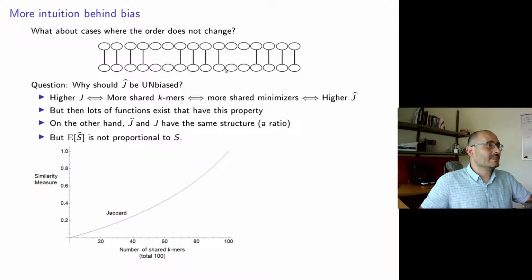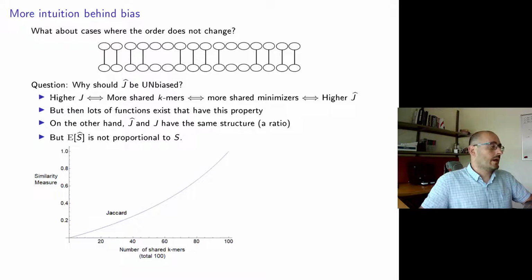However, this doesn't really explain everything, because what we'll find is that even in a situation like this, when the order of the shared k-mers does not change, we still have a bias. So for this intuition, I would ask the opposite question. Why should the estimator be unbiased? It's true, there was some intuition about how it's similar to the min-hash estimator, but that's just kind of a hand-wavy feeling. What about some concrete intuition for why this should be unbiased?